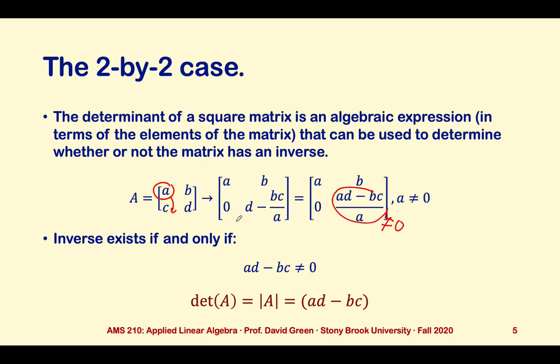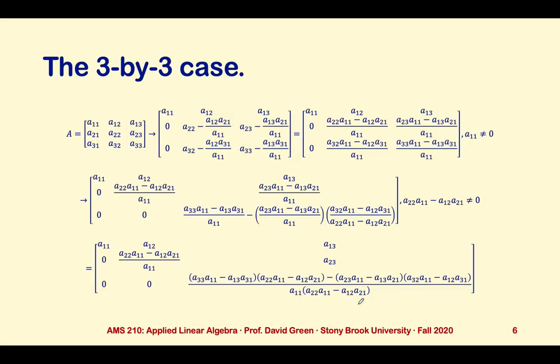So for the 2 by 2 case, we can define a determinant, a simple algebraic expression of the elements of the matrix. If the determinant is 0, the matrix is singular. If the determinant is non-zero, it is not. Let's move on to the 3 by 3 case. If we try to do the same thing, we can do so, but it immediately gets messy.